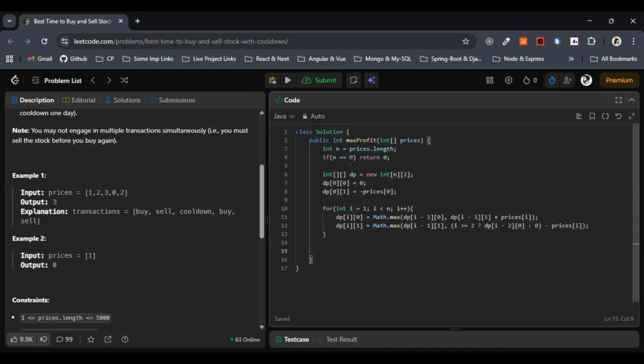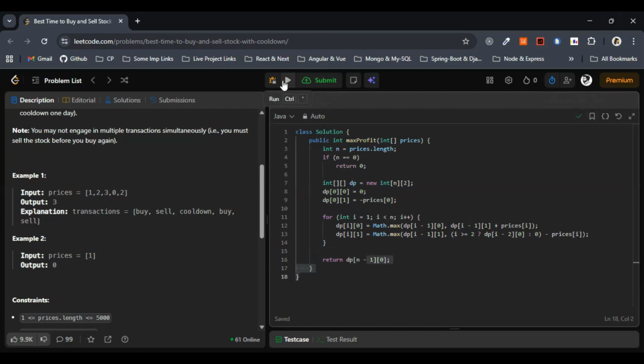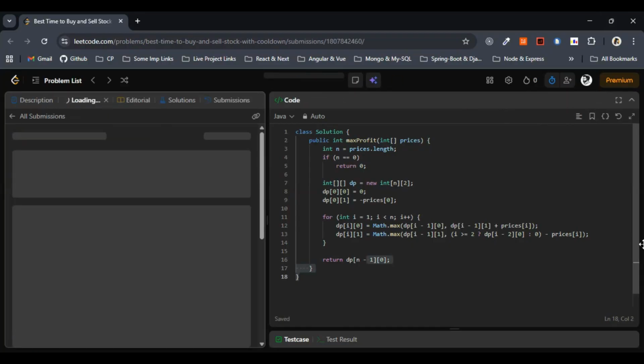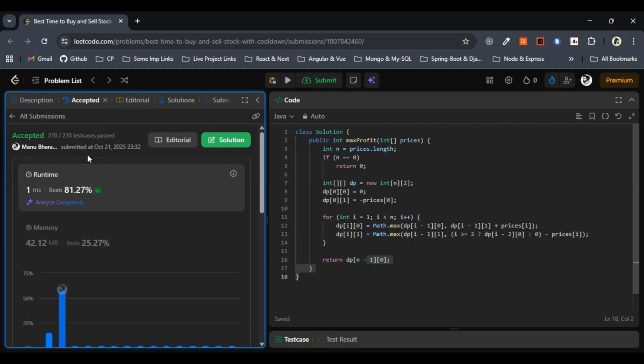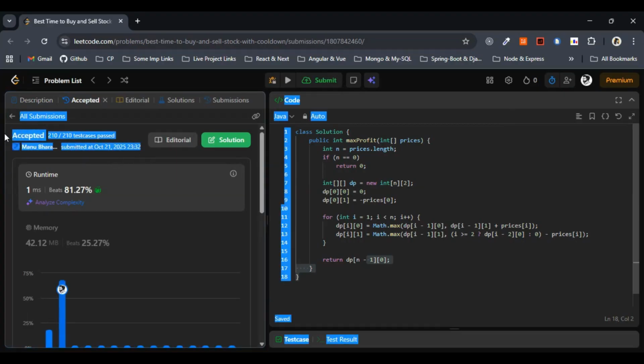Now let's go with the max profit on the last day, not holding the stock. So this one will be dp of n minus 1 and 0. Let me format the code once and hit the submit button directly. I'm confident that this will run. Let's see. Yeah, all the test cases are getting passed here.